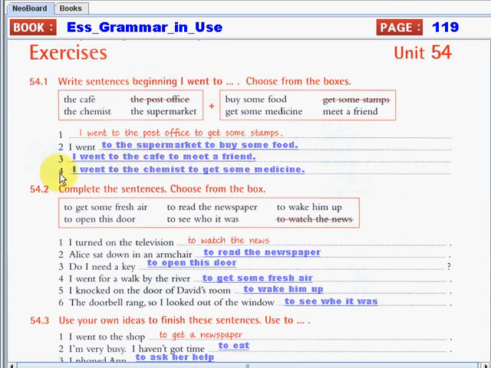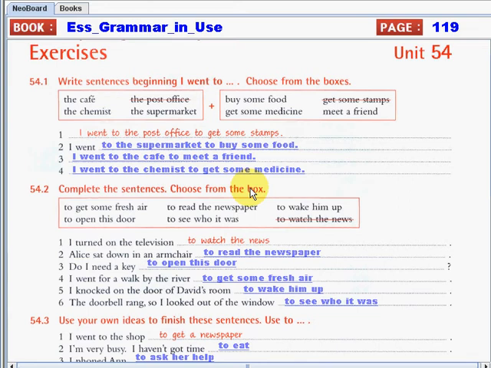Number 4. I went to the chemist. Okay, so chemists are the ones who make drugs or medicine. So you will choose the last one, get some medicine. So I went to the chemist to get some medicine. Okay, very good. Let's continue with 54.2. Complete the sentences, choose from the box.